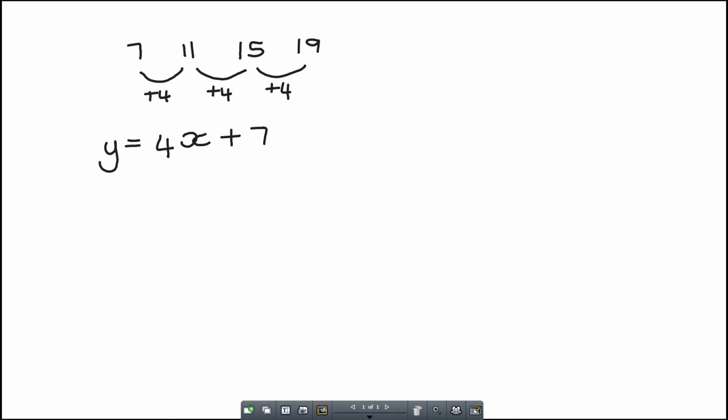And what do I mean when I say go get a coordinate? Onthou elkeen van hierdie is 'n koördinaat. If x is 0, y is 7. Or if x is 1, y is 11. Of as x 2 is y 15. Elkeen van hulle is 'n koördinaat.